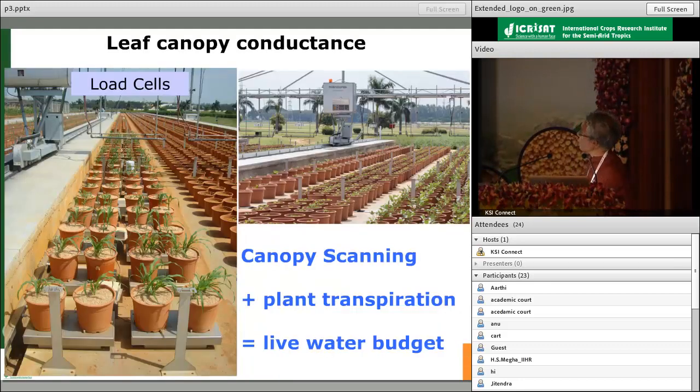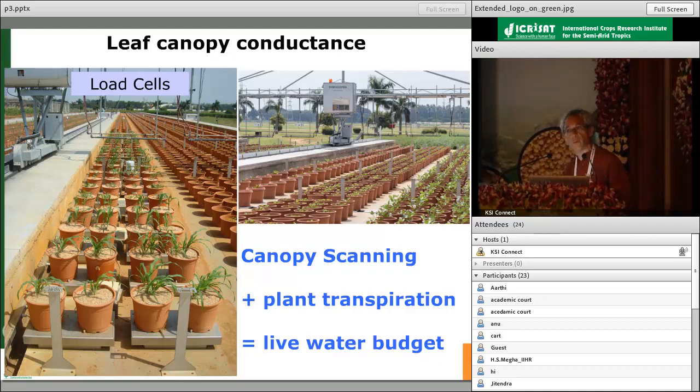The second part, which is up to now in the form of a prototype, is a set of load cells where the plants are sitting on it, and which constantly measure the weight of those pots and therefore the transpiration. And it works really well. We are going to be upgrading the platform in 2015 with more load cells. So with that, we've got really everything in hand of the water budget.